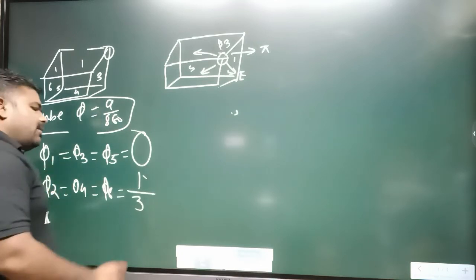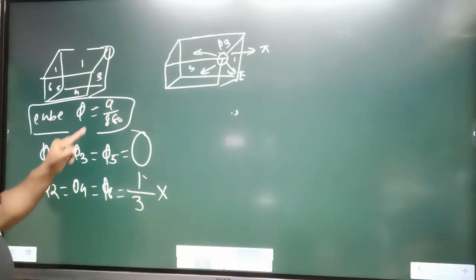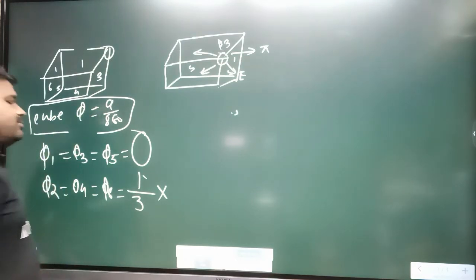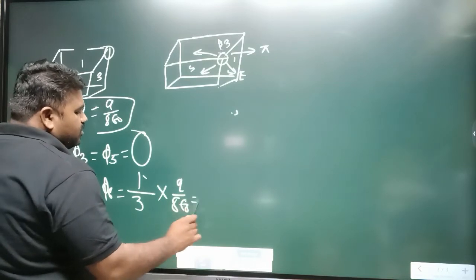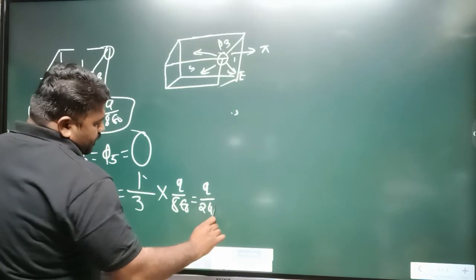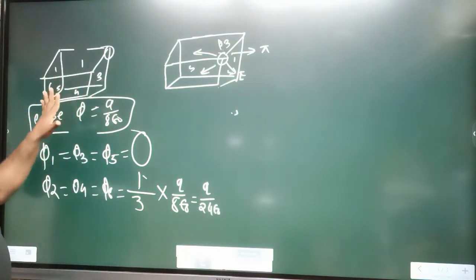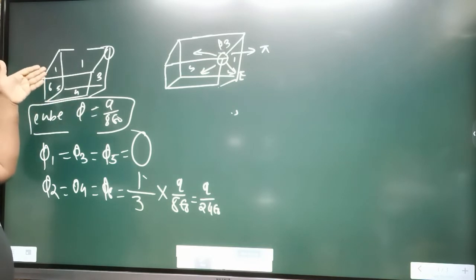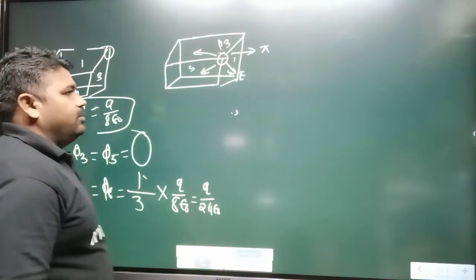But now what is available is not Q by epsilon naught. What is available is Q by 8 epsilon naught. So this is equal to 4 into 3, Q by 24 epsilon naught. This is the amount of flux passing in phi 2, phi 6 surfaces. Got it? How much? Q by 24 epsilon naught. Next.